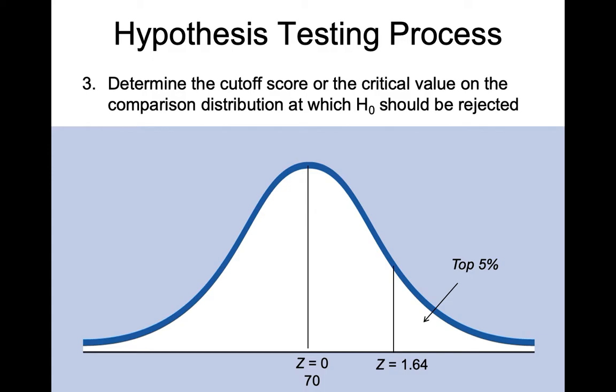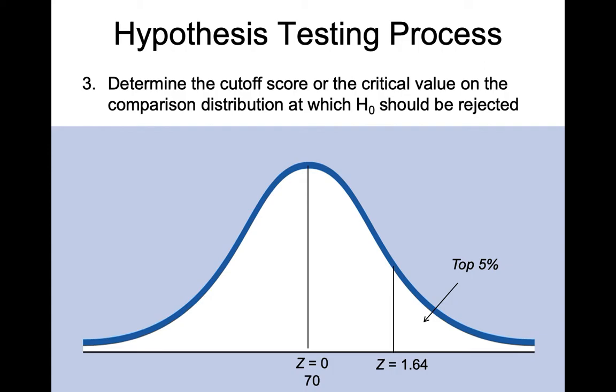So this third step is to determine what is the cutoff score or the critical value that we need on the comparison distribution at which we're going to reject the null hypothesis. So by convention, statistical significance levels in psychology and other social behavioral sciences are associated with 5%.